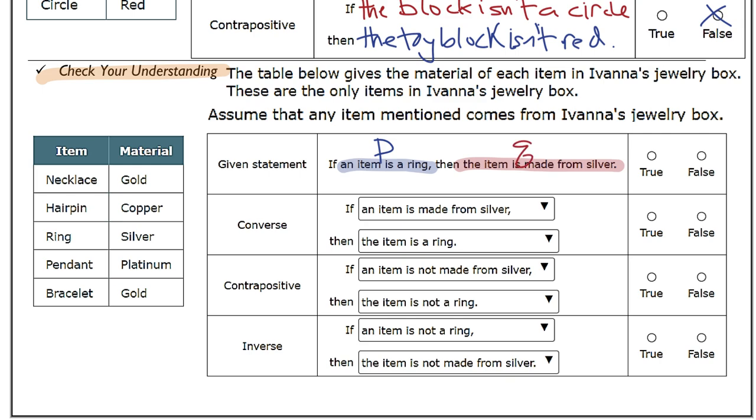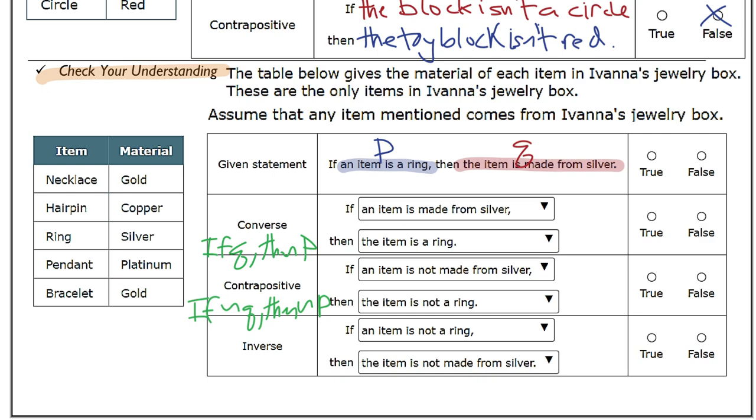The converse, if you recall, is if Q, then P. So it's just flipping around P and Q. The contrapositive is if the opposite of Q, then the opposite of P. So it's the negation of the converse, or the converse of the inverse, doing both negating and flipping.